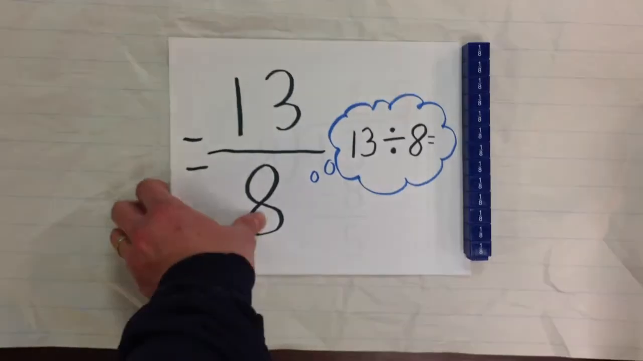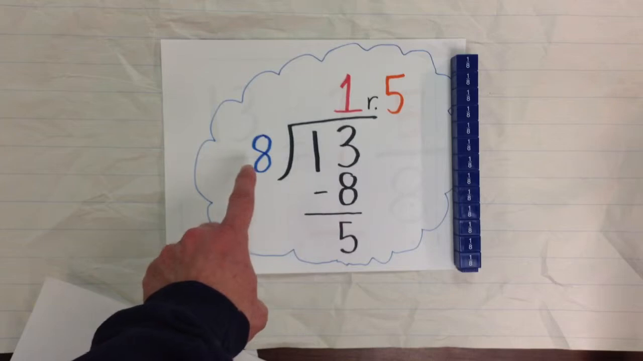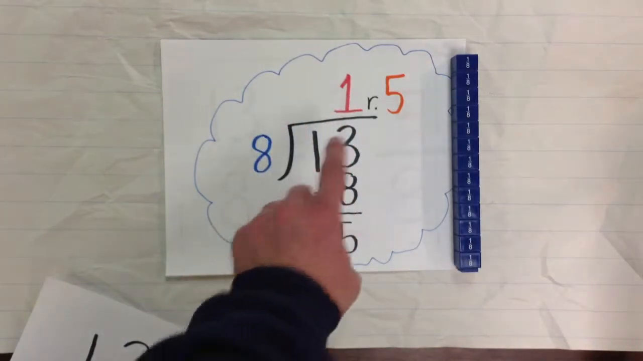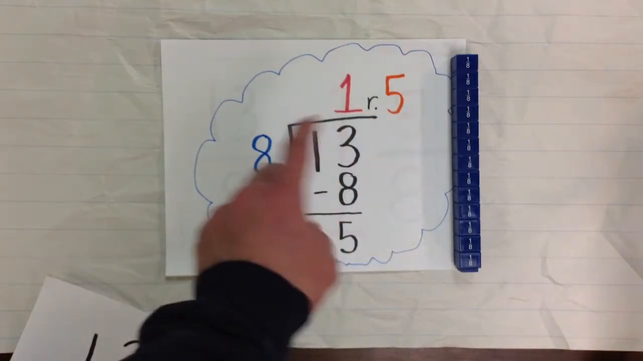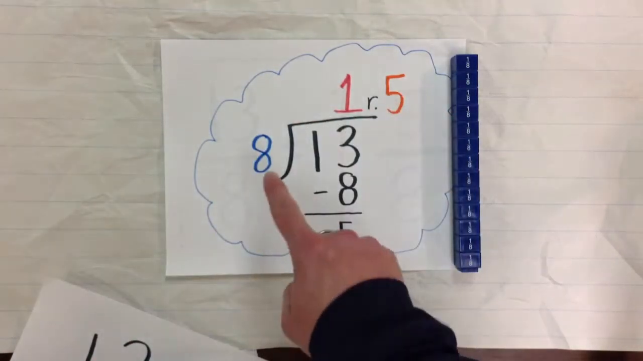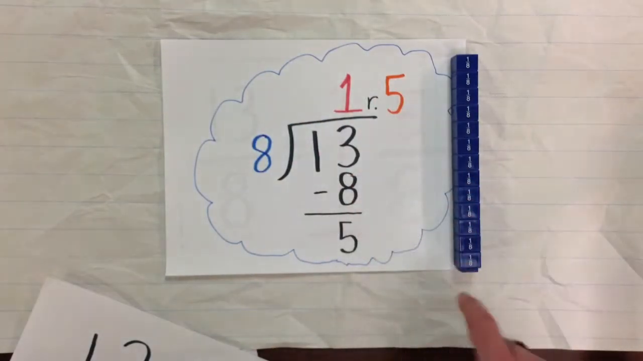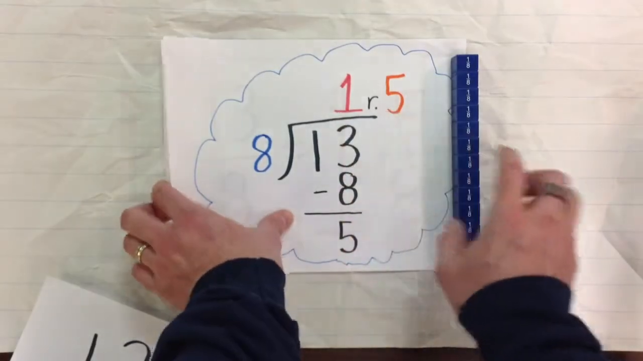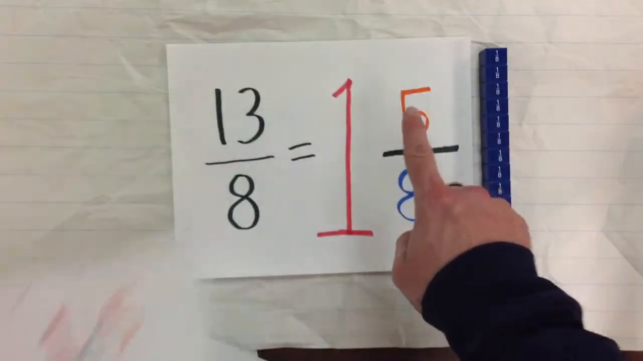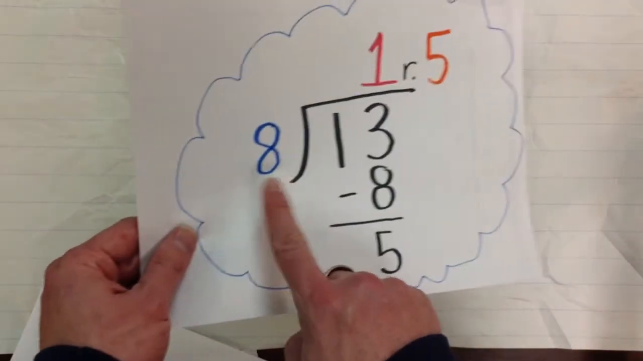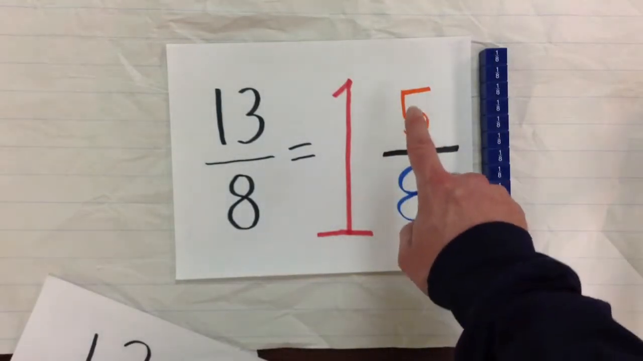And if I actually do the division, 8 goes into 13 one whole time with a remainder of 5. Now I've color coded these to remind you where all these pieces go when we make the mixed number. The red one is going to represent our wholes, one whole. The remainder of 5 is going to be our numerator, and 8 is the denominator we're using right now. So one whole plus 5/8.